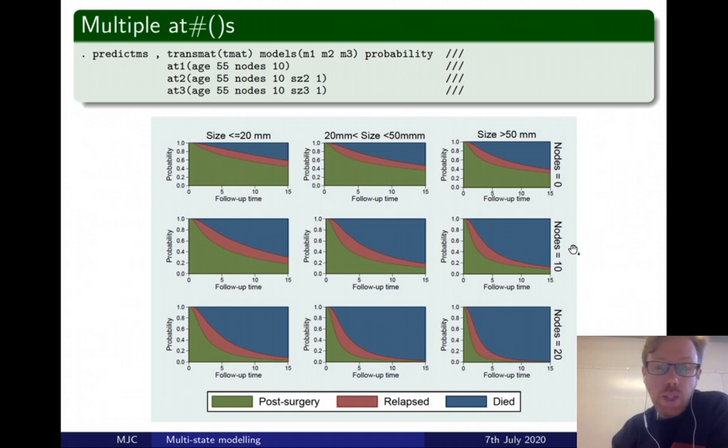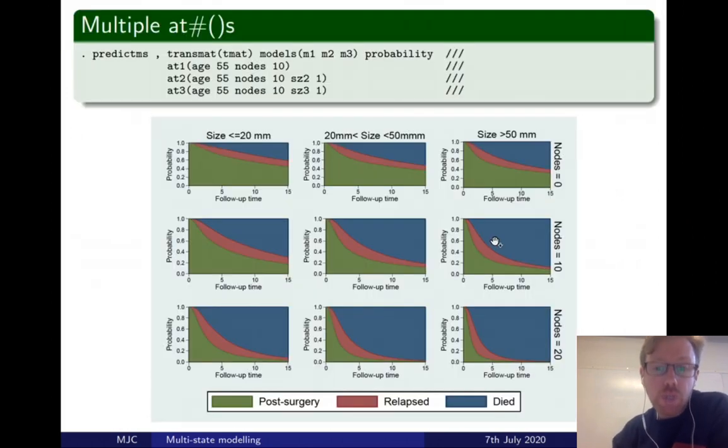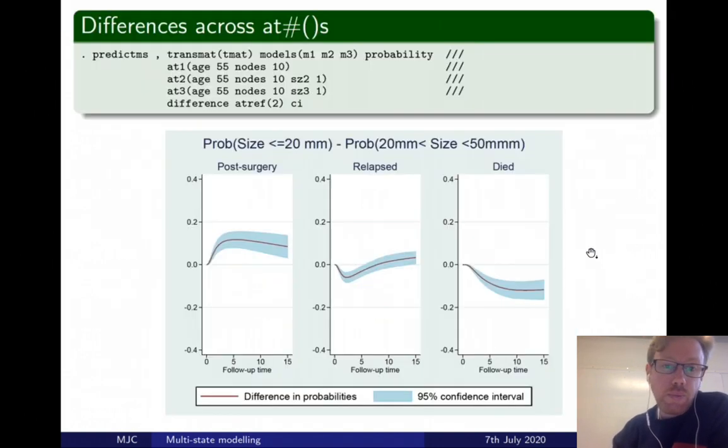Okay, so nice to be able to quantify the impact of covariate changes, but not always easy when contrasting these measures. But they're useful. So I think it's going to allow us to answer questions such as how does treatment change the probability of being in each particular state. Just looked at this. How does tumor size at diagnosis influence these probabilities? How about using differences and ratios to contrast these things? Rather than trying to visually compare across two graphs, we could quantify the differences.